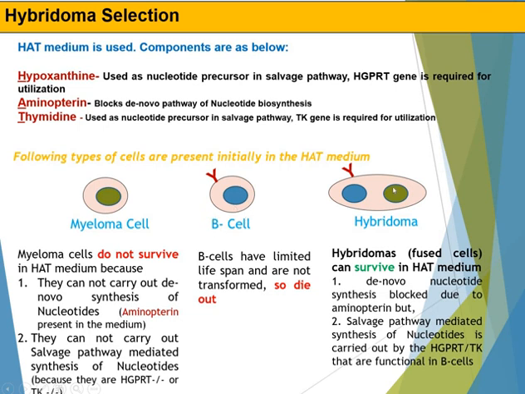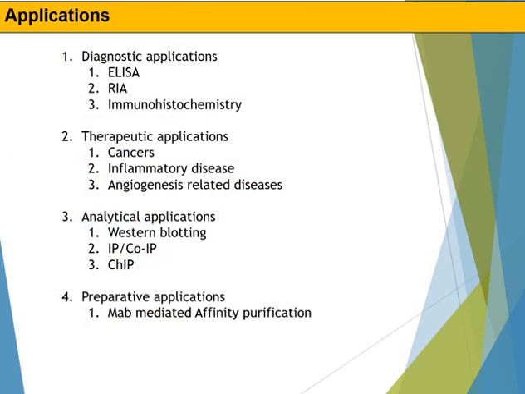Okay, so hybridoma has got antibody producing activity. It has got a capability of indefinite growth also. And we already selected them by using the HAT medium. So the mechanism of HAT medium is very important, and you should be learning that. Now, what are the applications?